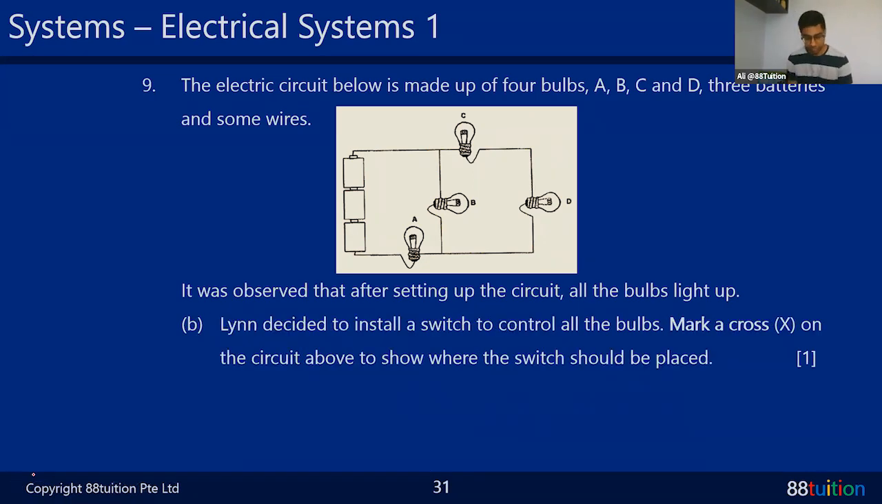It is observed that all the light bulbs light up. Now B is back in again. Lin decided, now somebody called Lin suddenly comes. Just now nobody's name was there. Lin decided to install a switch to control all the bulbs. Mark a cross on the circuit above to show where the switch should be placed. Must control all the bulbs. So when you switch on, all bulbs will light up. When you switch off, all the bulbs will be off. So where should we put the X?